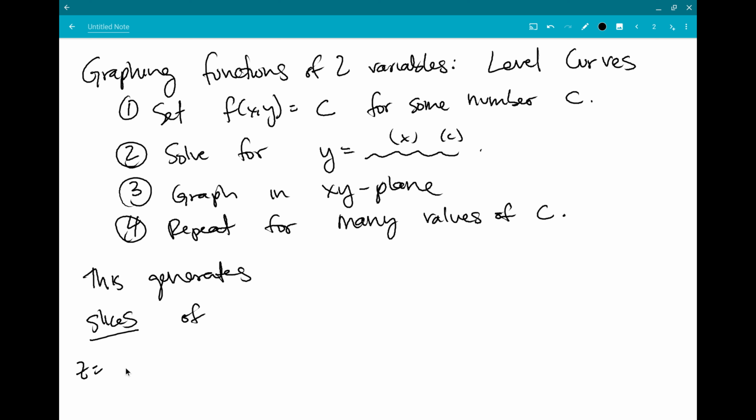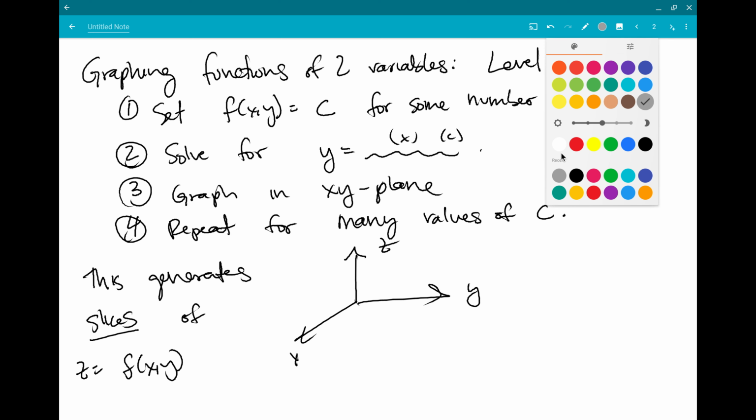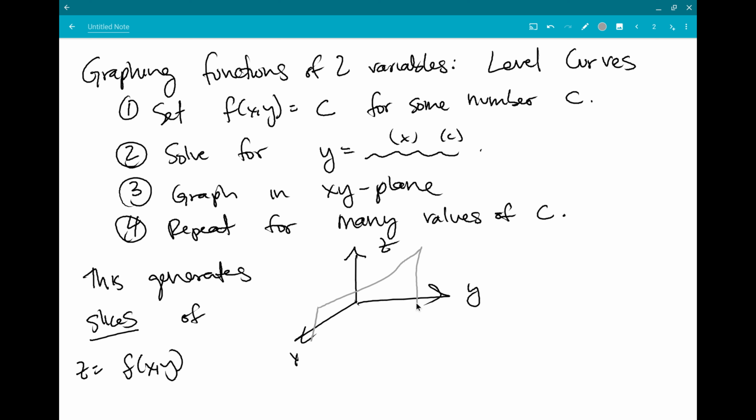And what this is going to do is generate slices of the surface z equals f of x, y. So kind of going back to our example of a plane, there's my xyz coordinates, and here's a plane. I'm just going to say it's z equals x plus y because that's easier than the random mess of algebra I had earlier. That's a surface of f of x, y.